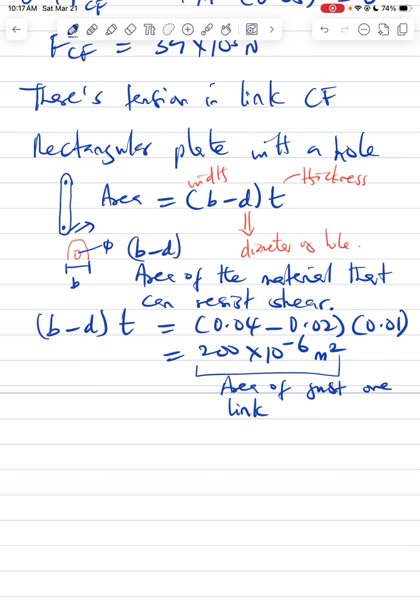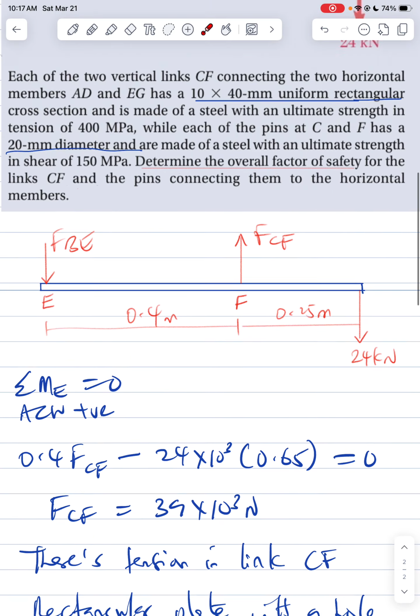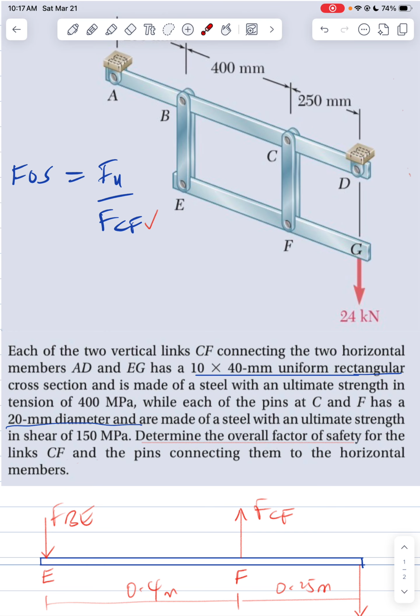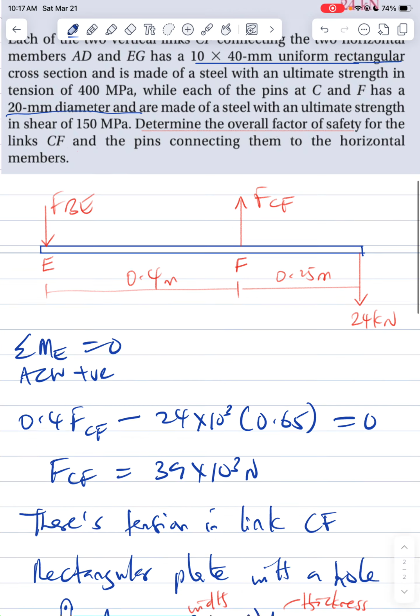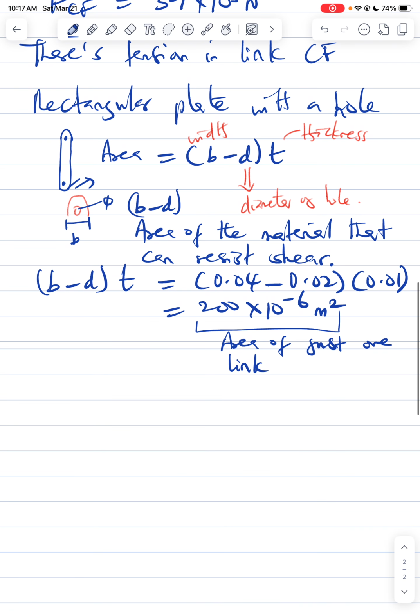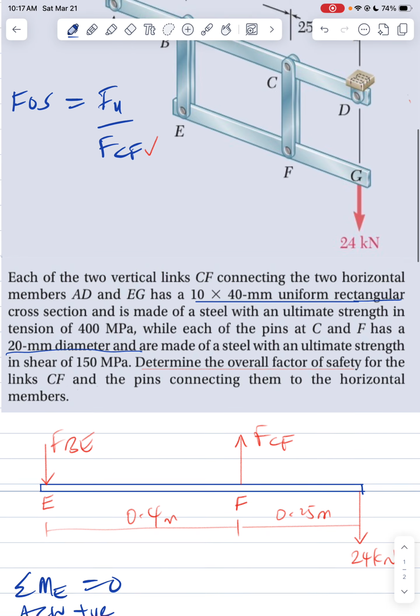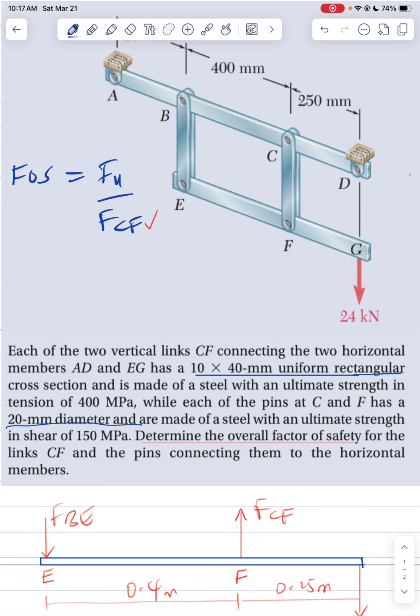Remember, there are two links in this problem. If you look at this, there is one here, and there's another one behind. When you find the area of one, you just simply multiply to find the area of the other. Now, for the pins, you're experiencing double shear. There are two in number, one at C and one at F.